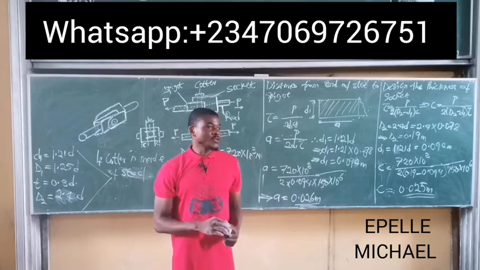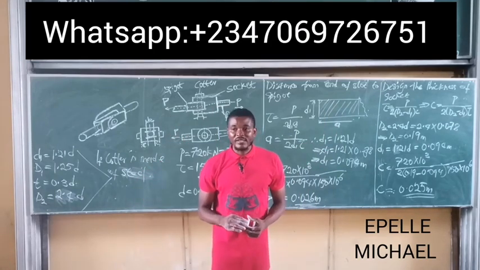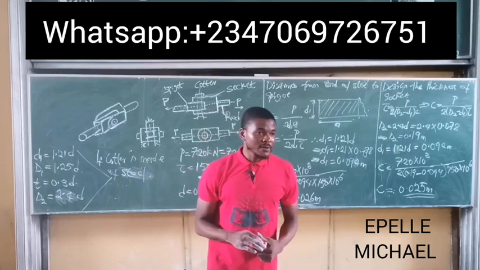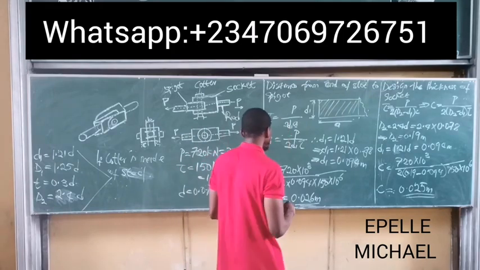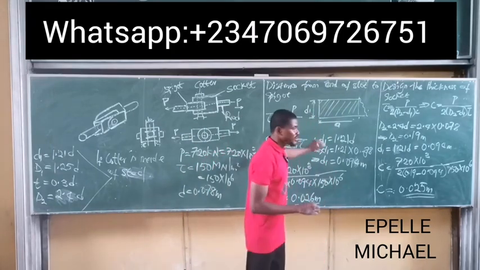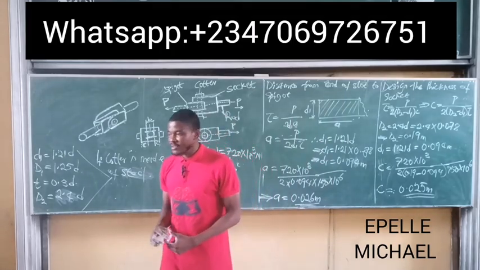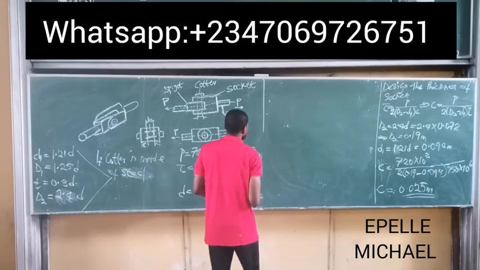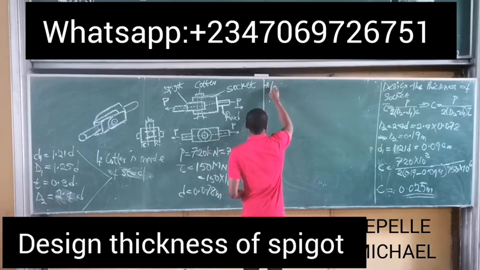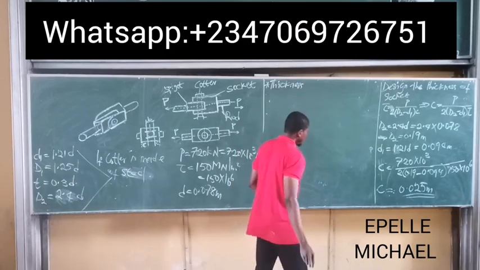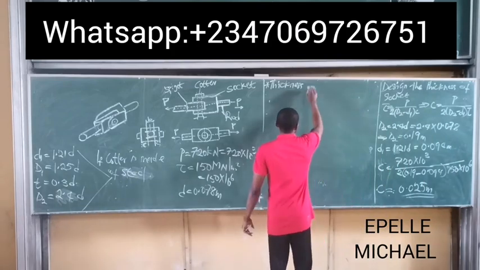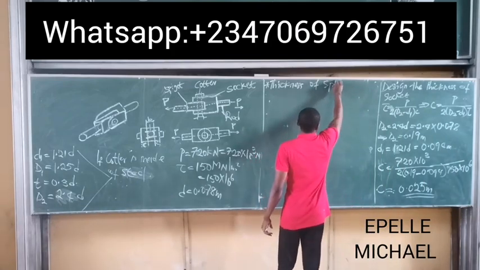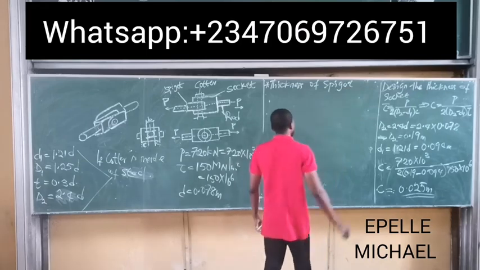So after designing the thickness of the socket, what's the next thing to design? The spigot. Okay, take your time and write, please. All right, so next we design the thickness of the spigot. This is the socket now. Next we design the thickness of the spigot, and the spigot also undergoes shear failure.